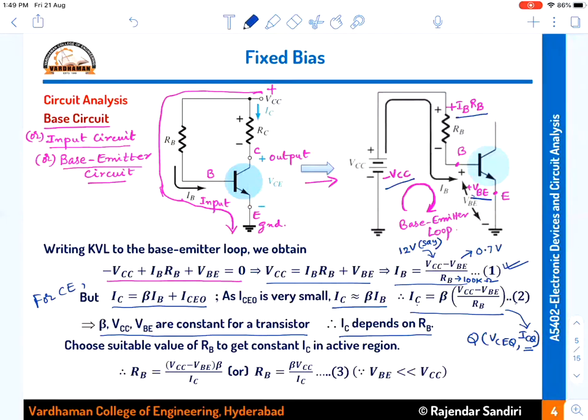Now if you rearrange this equation number 2, we can write it as RB is equal to (VCC minus VBE) into beta by IC, or RB is equal to beta into VCC by IC, because VBE is very, very small. If you take 12 volts as VCC and 0.7 as VBE, 12 minus 0.7 will become 11.3, which is approximately equal to 12 volts, more close to 12 volts only. So RB is beta times VCC by IC. You will be getting the RB value like this.